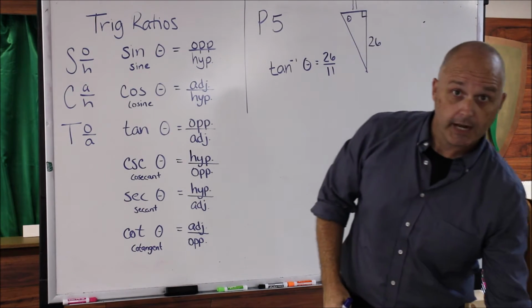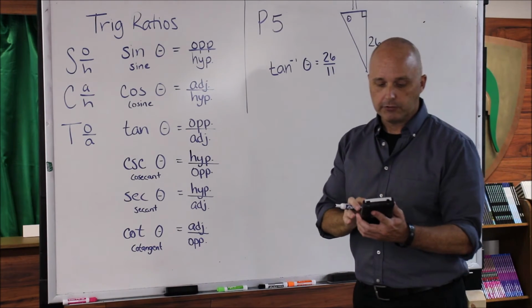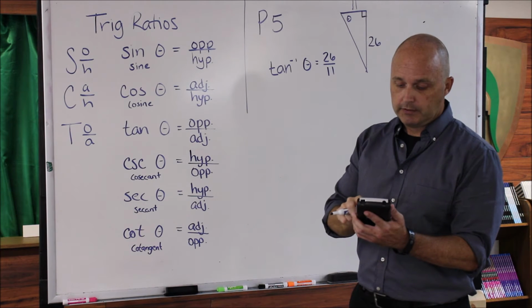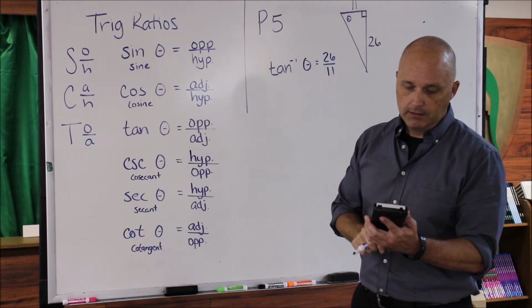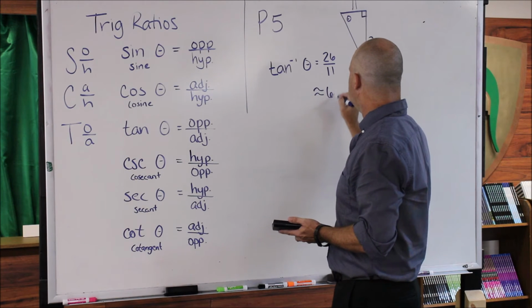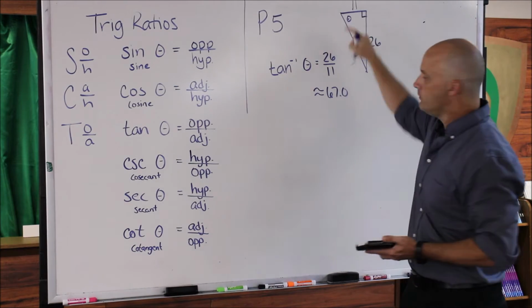Now, you're going to have to take out a calculator to finish this off. So second, and then tangent, and then 26 divided by 11, and we end up with 67.0. This is approximately 67.0 degrees right there.